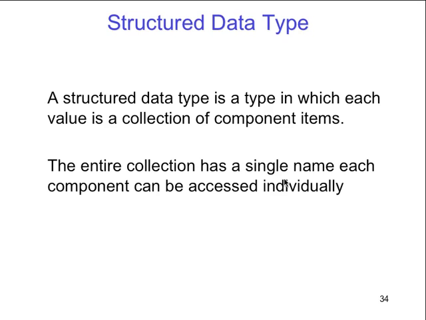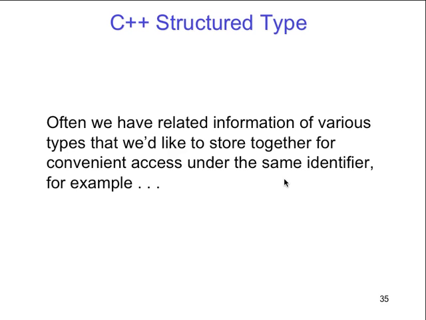So a structured data type is a type in which each value is a collection of component items. So that's another way of saying more than one. It's a collection or grouping. So the entire collection has a single name, and then the components can be accessed individually. Same concept as a class. In other languages, however, like Java as an example, we have the class. We don't have structures. We don't have unions. We don't have these capabilities. We don't even have enumerations either.